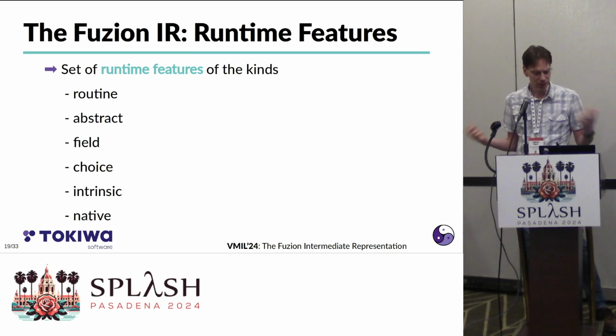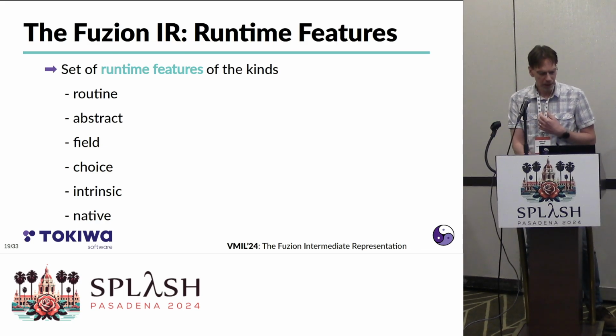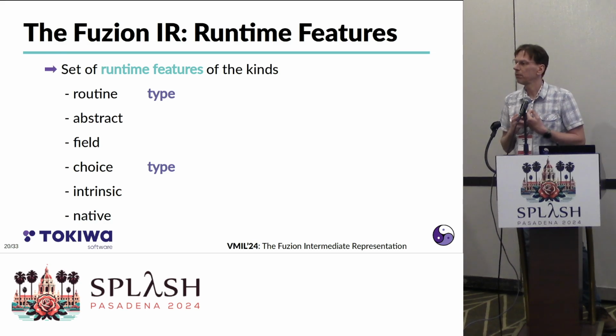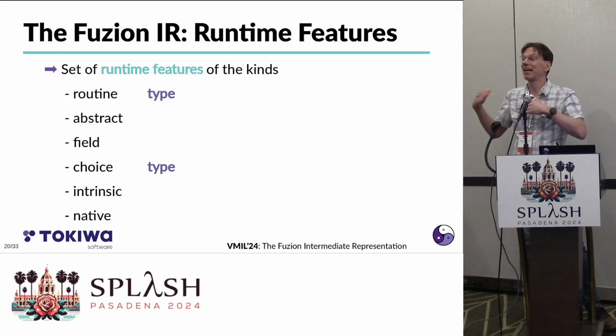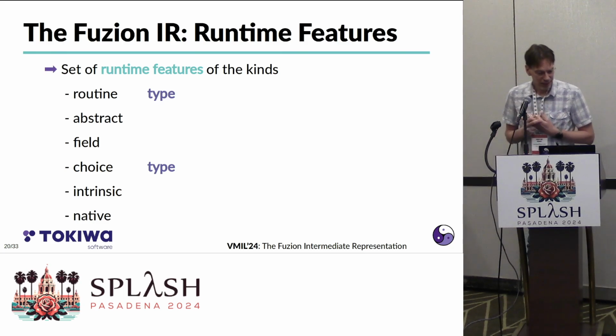It could be a routine, which actually can run code. It could be abstract. It could be a field, a variable. It could be a choice. A choice is basically our union type. It could be an intrinsic, or it could be native. And 2 of these feature types actually define a type that could be the type of a field, which is a routine, which defines a product type, or a choice, which defines a sum type.